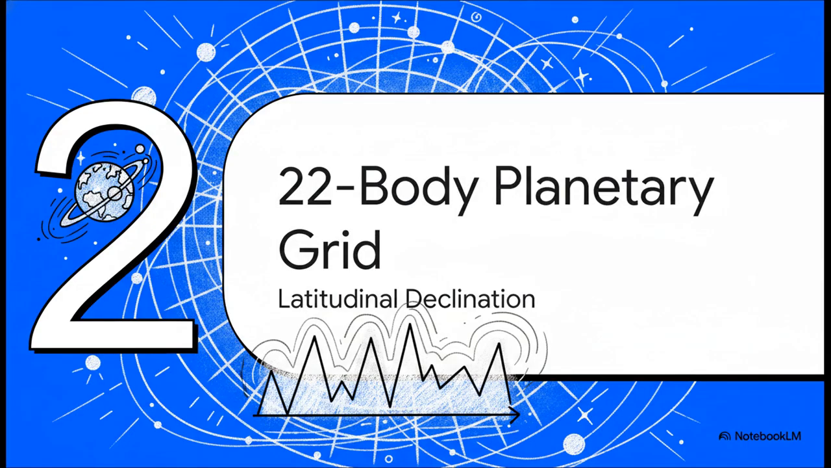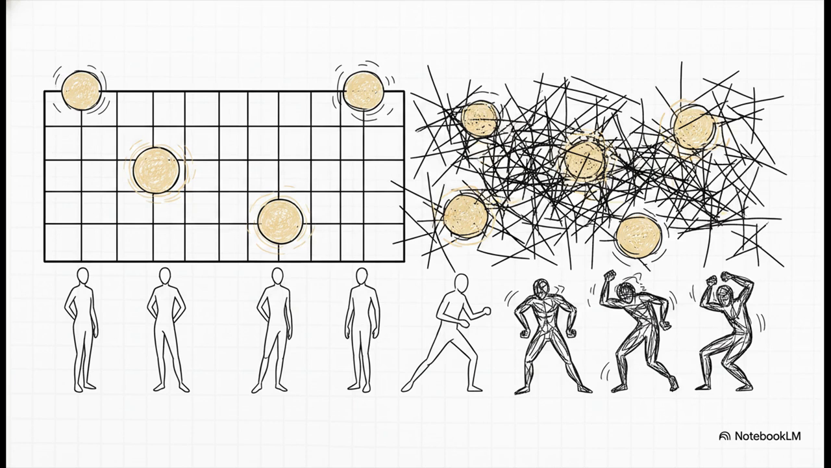Moving on to Section 2, the 22-body planetary grid. So, the document defines this structural grid through a mechanism it calls latitudinal declination. Here's how it works. The text argues that the mathematical positions of 22 specific planetary bodies interact to form what it classifies as Tier 1, the algebraic sum. As these 22 bodies move in their latitudinal declination, their interactions yield a literal algebraic sum that fundamentally establishes the baseline mood of the market.